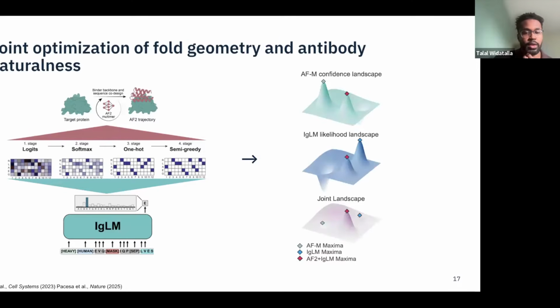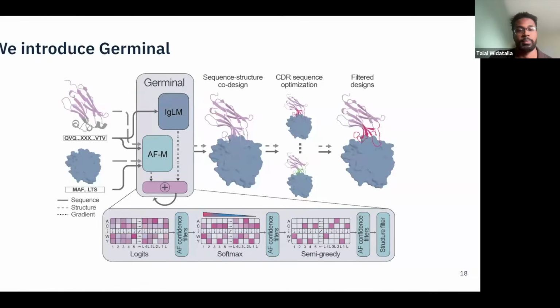And one more, Claudia. Yeah, so this is our nice little visualization. Say you have your AlphaFold multimer confidence landscape and you have your IgLM confidence landscape. The aim of Germinal is to optimize under this joint landscape, where we can find designs which are optimal under both models.